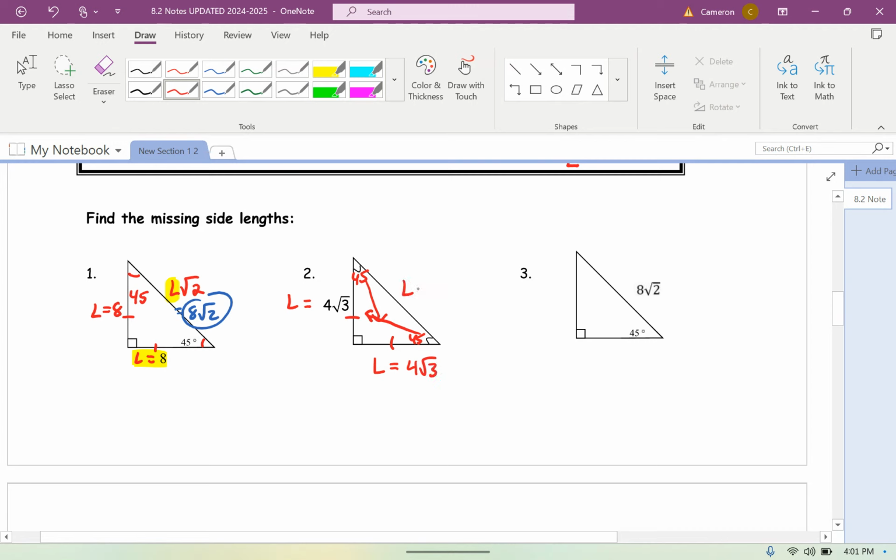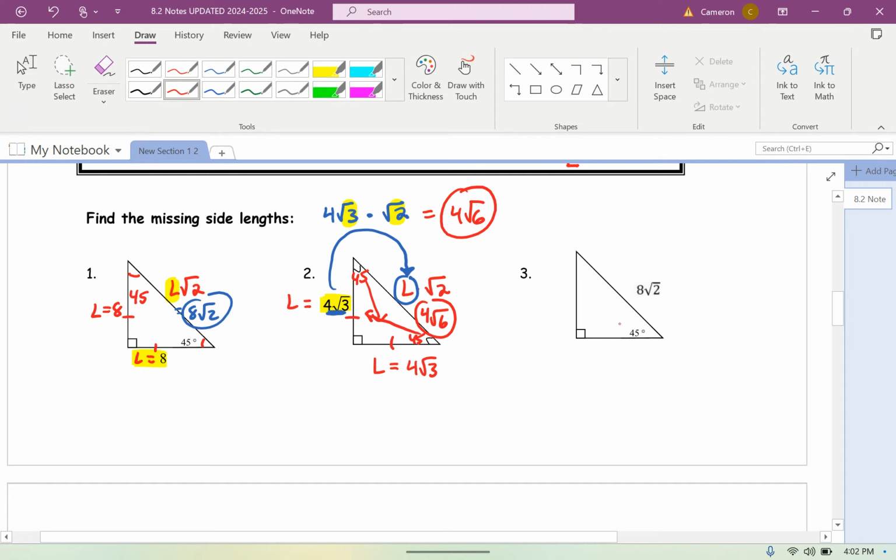The hypotenuse is the length of the leg times rad 2. In this case, we don't have a whole number for the side length. We have 4 rad 3 given. So in for L, I'm substituting 4 rad 3. I'm going to do the multiplication up top here. 4 rad 3 is my L times rad 2, and now I'm going to multiply the two radicals together. Rad 3 times rad 2 would give me rad 6. So this would be 4 rad 6 for my hypotenuse.